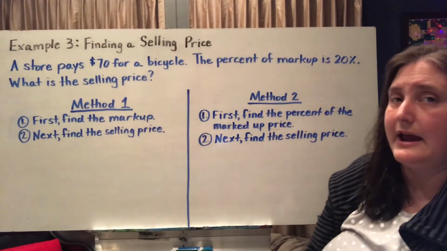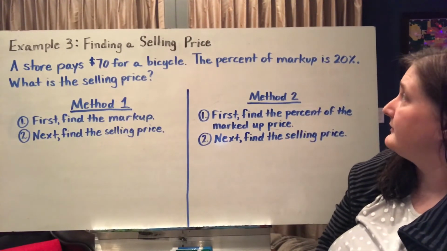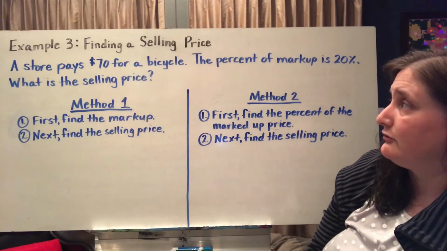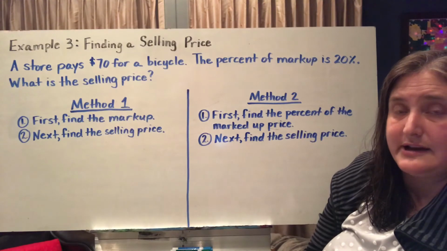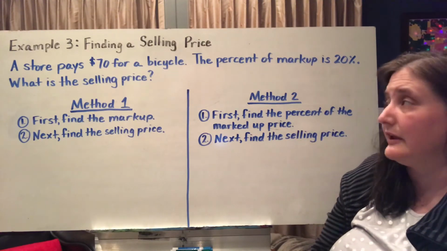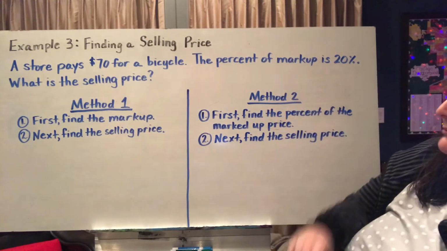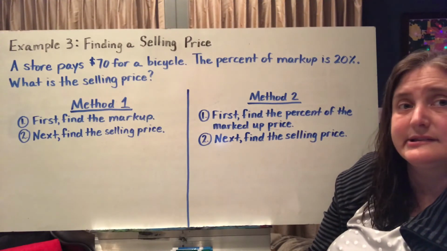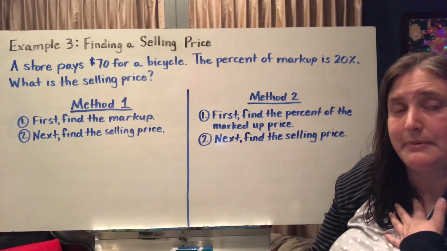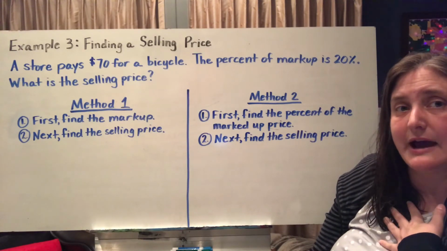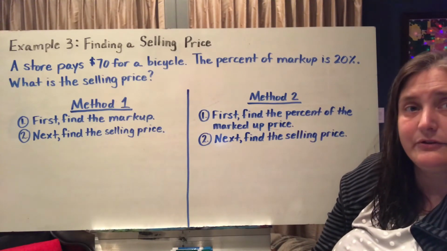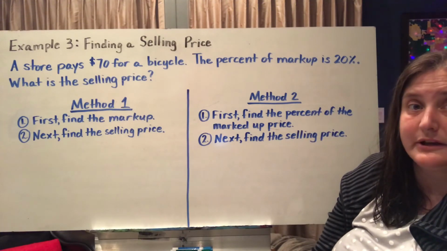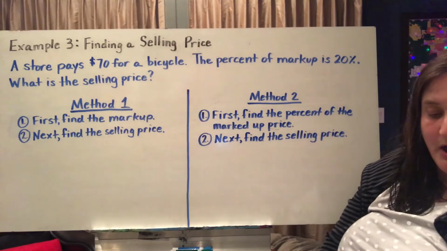So let's take a look at a markup this time. So we're finding the selling price. A store has bought a bicycle for $70, but they want to make some profit when they sell it. So they're marking it up 20% for their customers. And we want to figure out what is the selling price. If I want to purchase that bike from that store, what am I going to have to pay? So once again, there's two different methods I can use. And I can use a proportion or I can use an equation to solve.